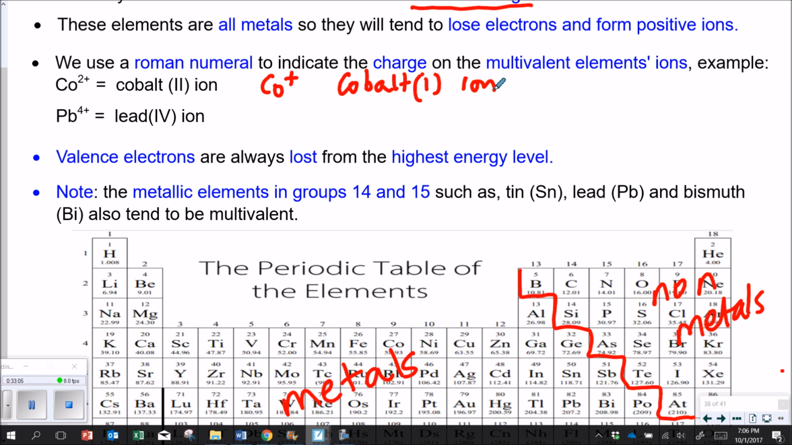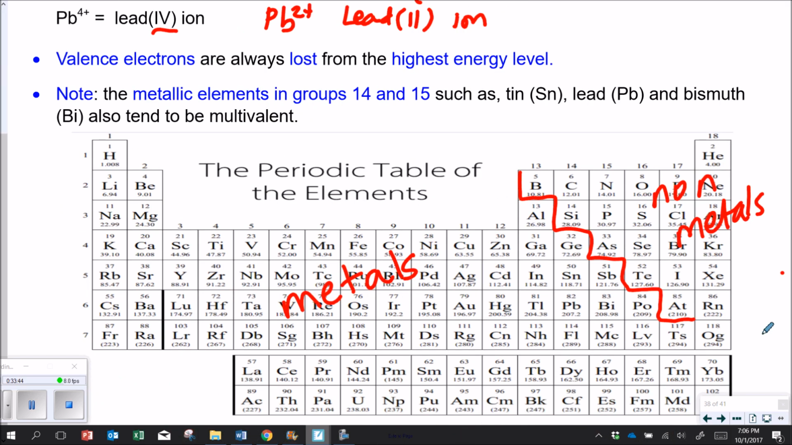Lead with a 4+ charge means lead with Roman numeral 4 ion. Another example would be lead with a 2+ charge, and then we would have lead with a Roman numeral 2 ion. So these are multivalent elements. The valence electrons, again, are always lost from the highest energy level. Note also that the metallic elements in group 14 and 15, such as tin, lead, and bismuth, are also multivalent.